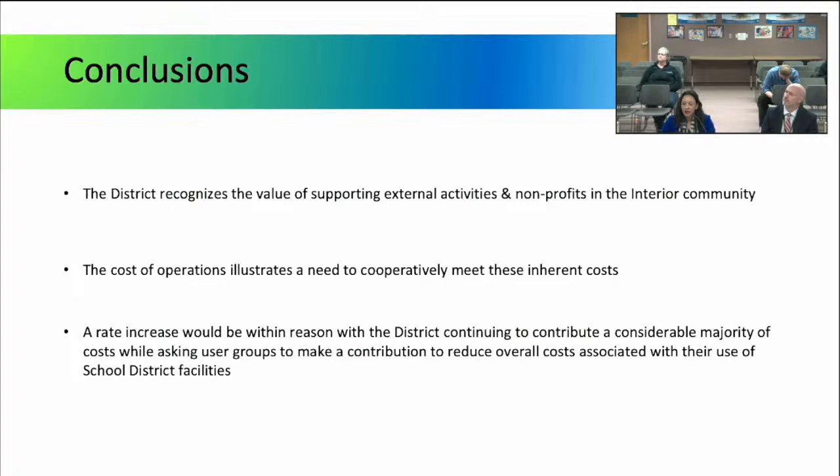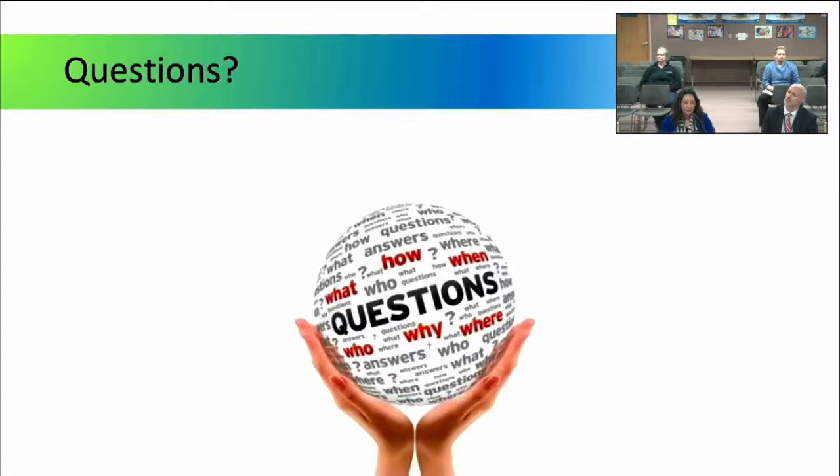So in conclusion, while the district recognizes the value of supporting external activities and nonprofit user groups in our community, the cost of the operations illustrates the need to meet these costs. A rate increase would be within reason, with the district continuing to contribute a considerable amount of the cost that's associated with using our school district facilities. And that concludes my report.